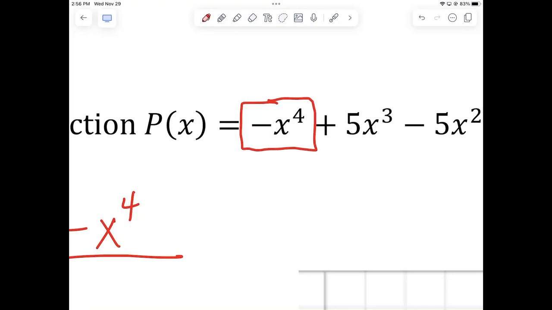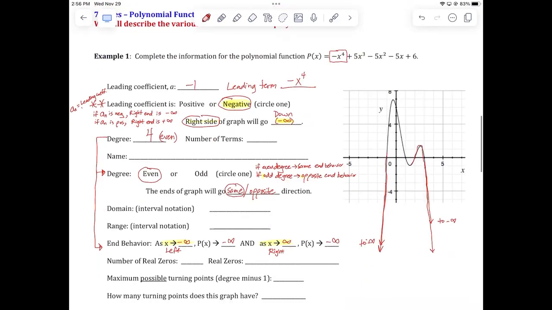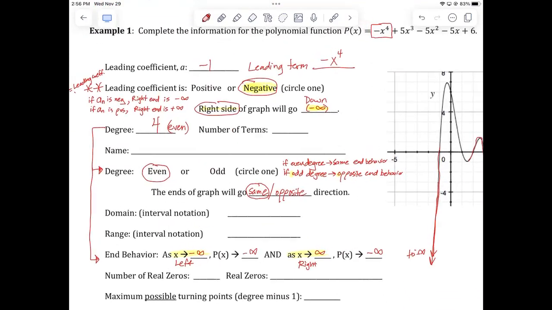If your degree had been 5, let's say, instead of 4, the right end behavior is still negative infinity, but now because it's an odd exponent, guess what the left end behavior would be? Positive infinity. It would be the opposite. So on and so forth. So that leading term, if you know what to look for, look at the sign of the leading coefficient, and based upon the degree, you should be able to determine both end behaviors. But if you have the graph, just look at the graph. Okay. Let's retreat back up here.